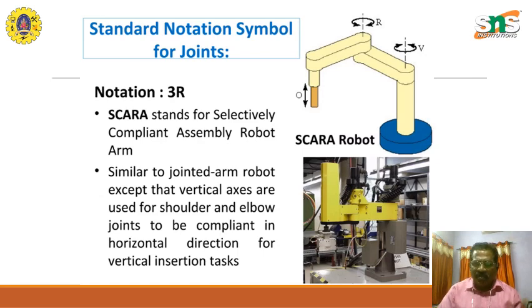for the other one we put it as L. Okay, and the different axes are shown here. The notation is 3R. SCARA stands for Selectively Compliant Assembly Robot Arm. It's similar to a jointed arm robot, except that the vertical axes are used for shoulder and elbow joints to be compliant in the horizontal direction for vertical insertion of tasks. Now here, instead of R, they put it as a V and an O here.